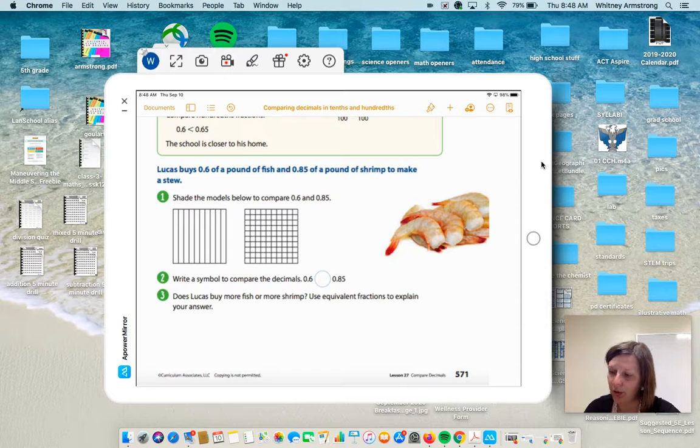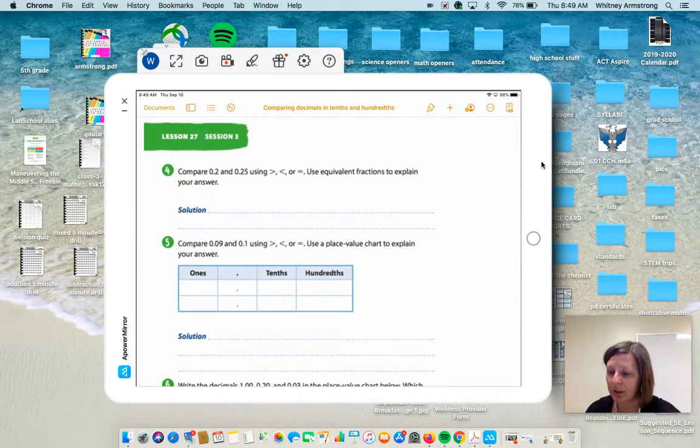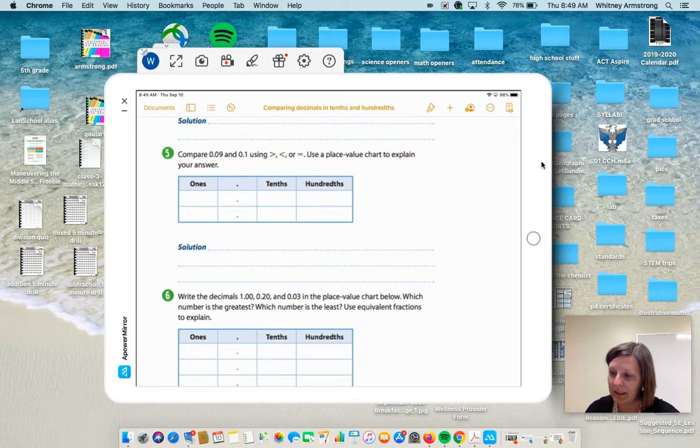Number 2, you're filling in your symbol for which one would be appropriate to make that statement true. And on number 3, you're saying if Lucas bought more fish or more shrimp, and you're giving me the equivalent fractions to explain your answer. On number 4, you're comparing 0.2 and 0.25, and you're also using fractions to explain. Number 5, you're using your place value chart to solve your answer, and then you'll use your greater than, less than, or equal to symbols.